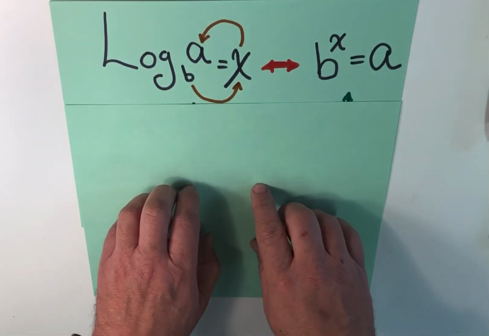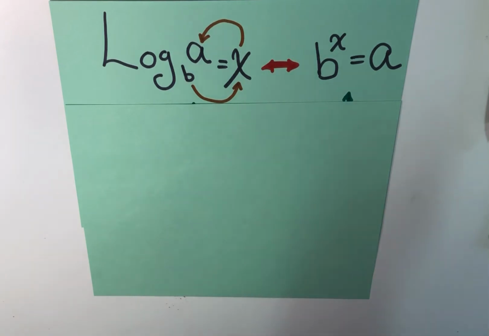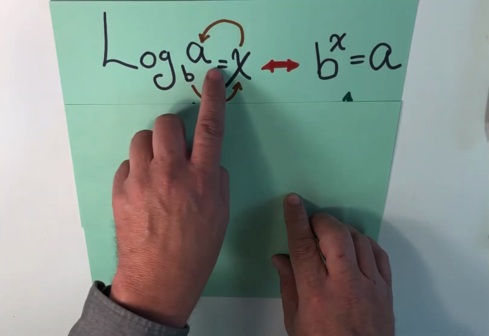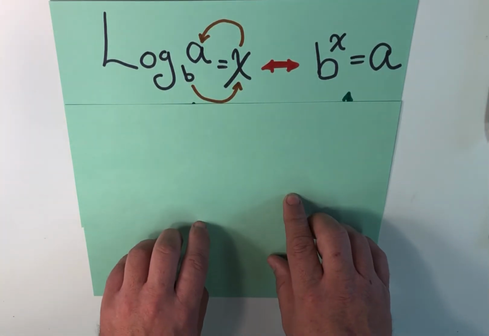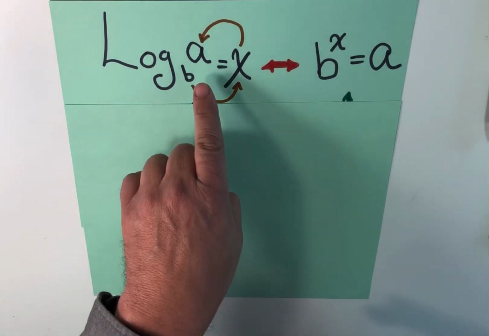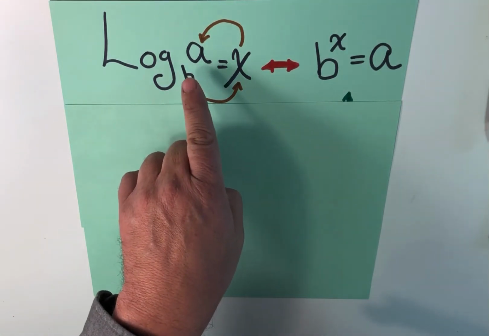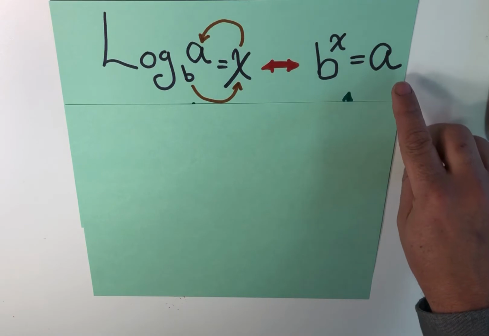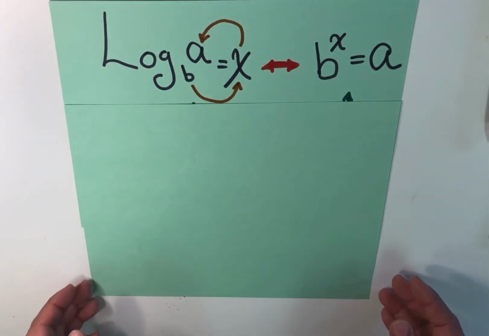However, you're going to remember that a log always equals an exponent. And so therefore, this log equals an exponent. So in both cases here, x is the exponent. And a in both cases is the answer. You're going to notice that in the case of the log, the a is the answer here next to the word log. And the a is the answer next to the equal sign on the right here.